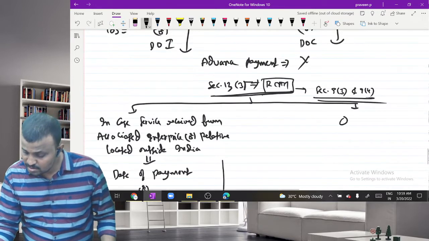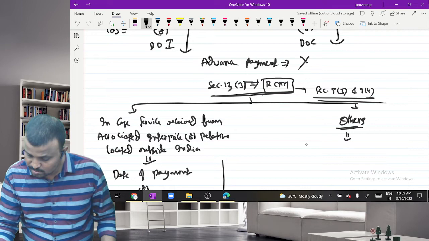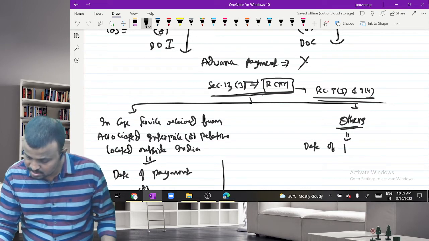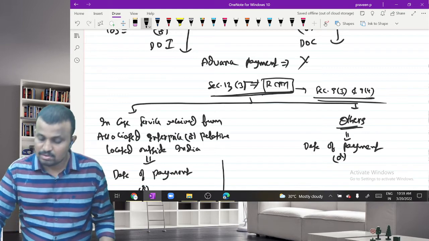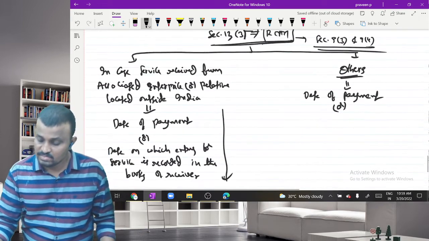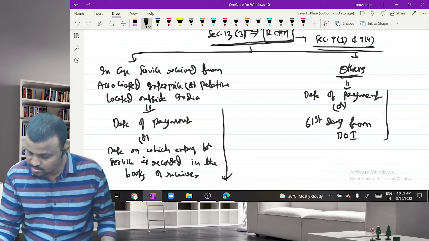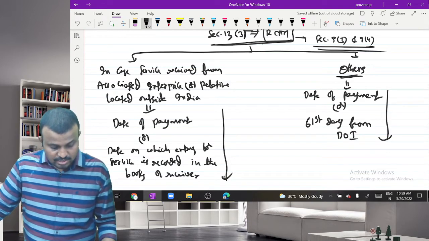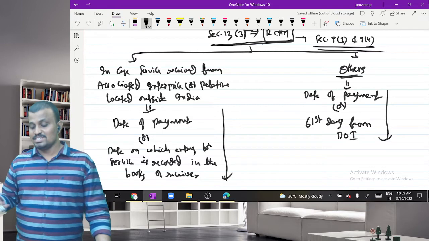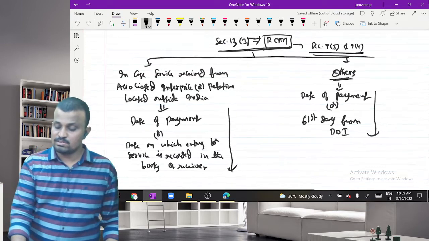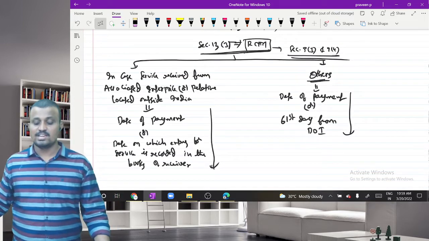And in case of others which are covered under reverse charge mechanism, the time of supply is nothing but what? Date of payment or 61st day from the date of issue of invoice, whichever is earlier. So date of payment or 61st day from the date of issue of invoice, whichever is earlier, that is said to be our time of supply.